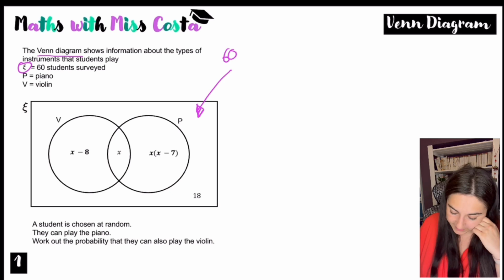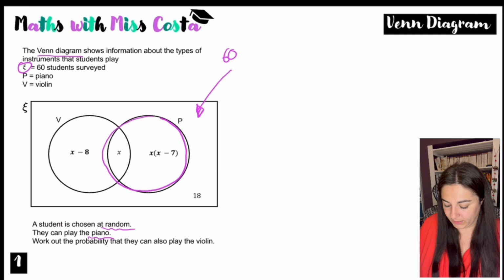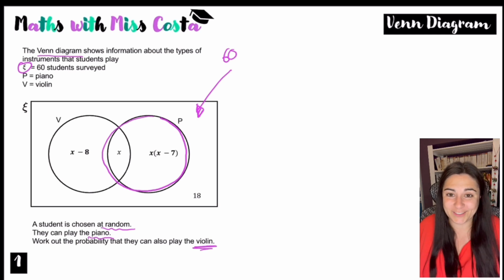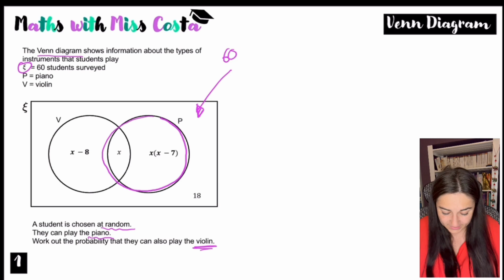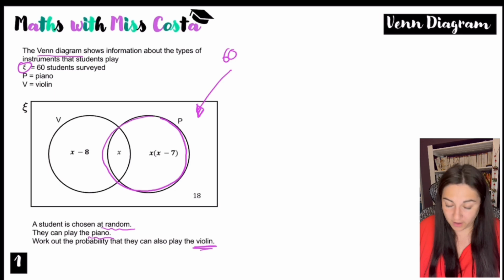So we are told that a student is chosen at random. They can play the piano, so they would be in this part of the Venn diagram. Work out the probability that they can also play the violin. Okay, on the surface it looks like quite a simple question, but it's actually quite nasty. So we are told that there are 60 students in total, and we know that each part of the Venn diagram must sum to make 60.